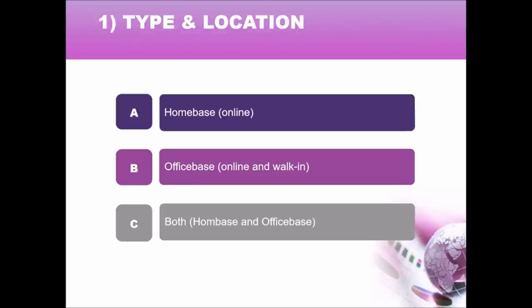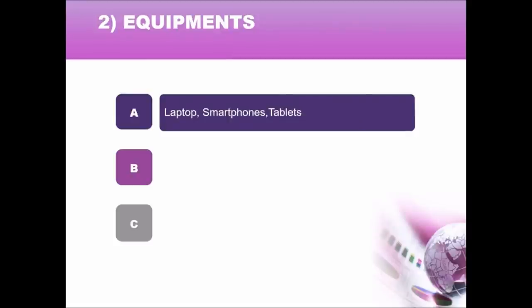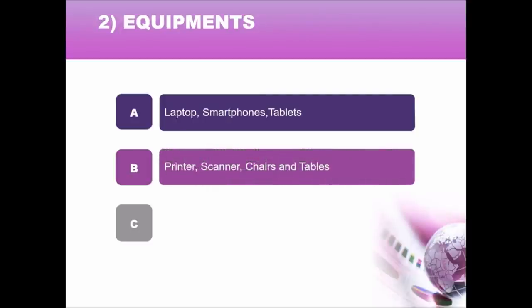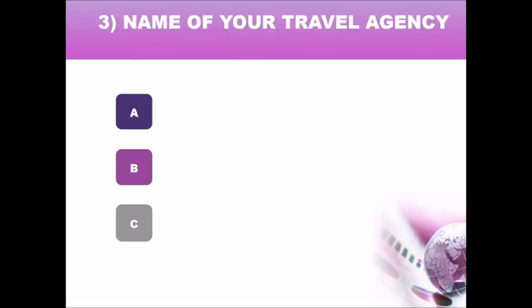Second, you need to have equipment to start a travel agency. Basic equipment are laptops, smartphones, tablets, or anything necessary for communication and operation. Second, a printer, scanner, chairs, tables, etc. Third, a good internet connection and mobile data. If you don't have an internet connection, you can use mobile data, but be sure you have a good connection or signal.